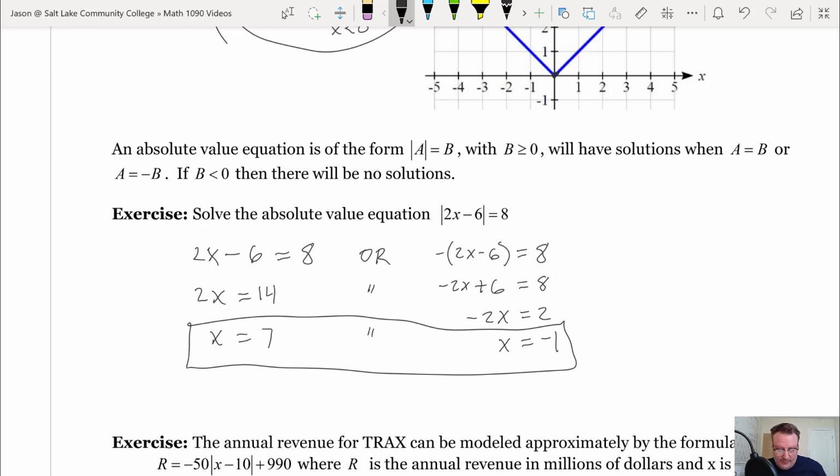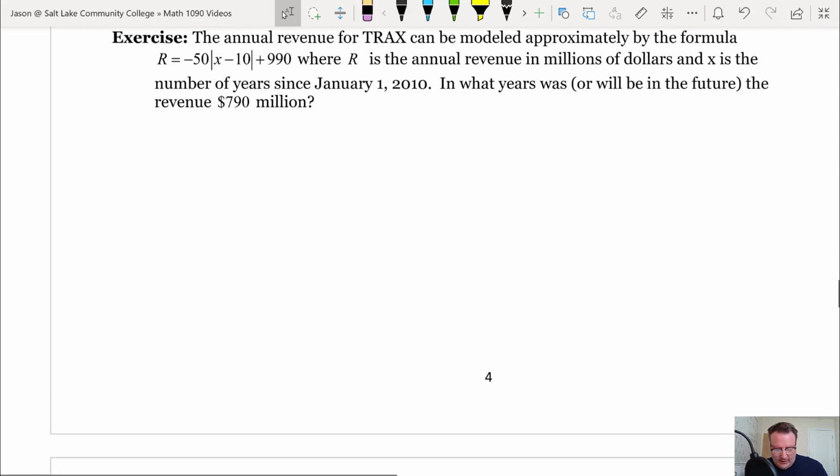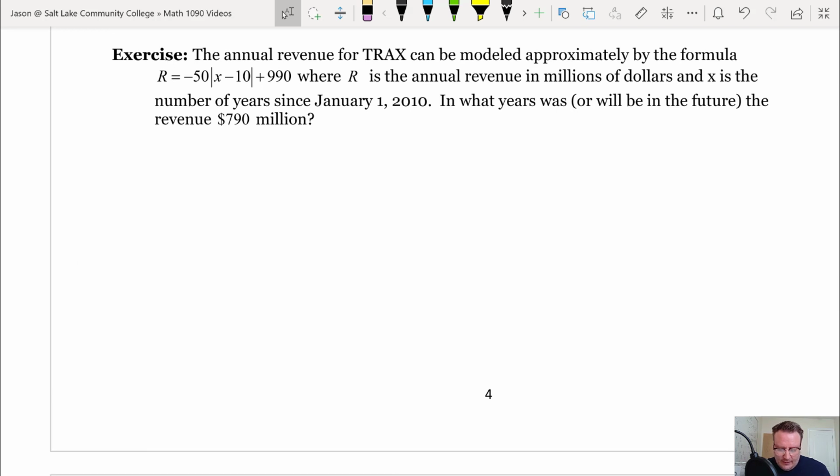So that's it. When you solve absolute value equations, you get two answers. Or no answer, okay? Because we'll see an example of that in just a moment. You can actually get a single result too. That can happen as well. Let's move on to this next exercise.